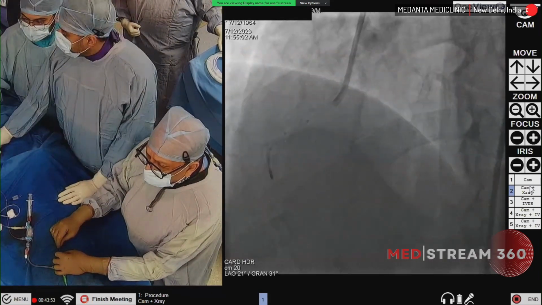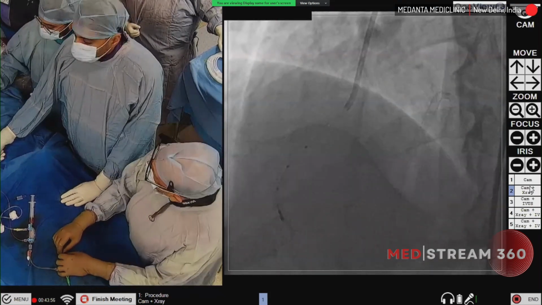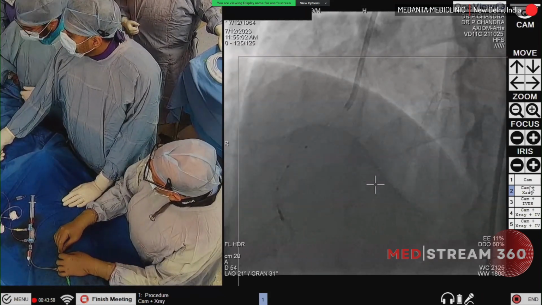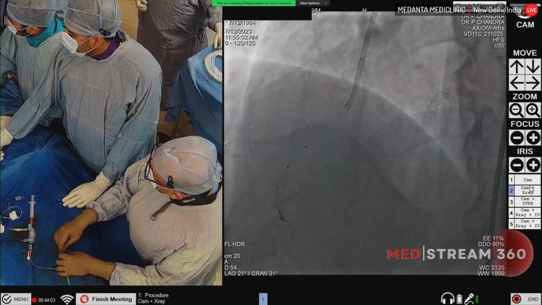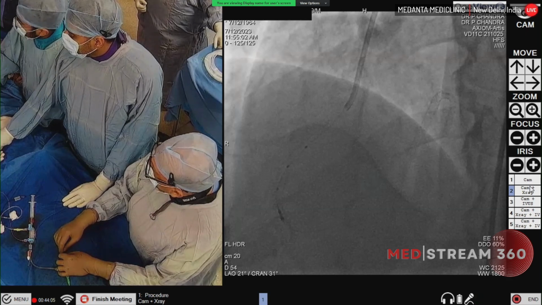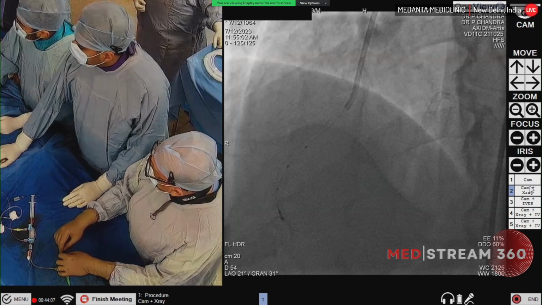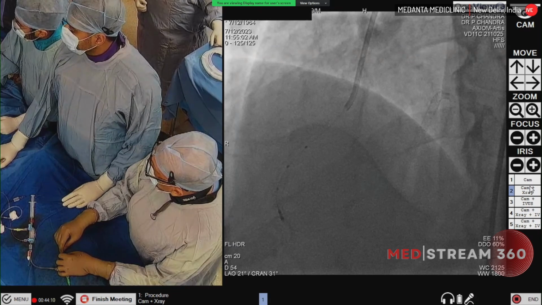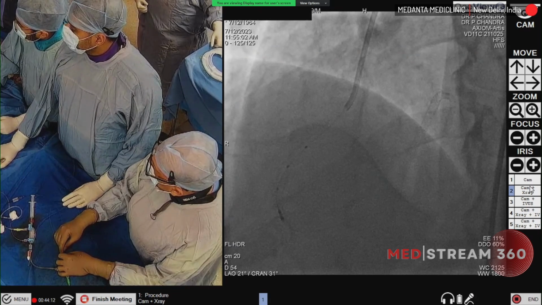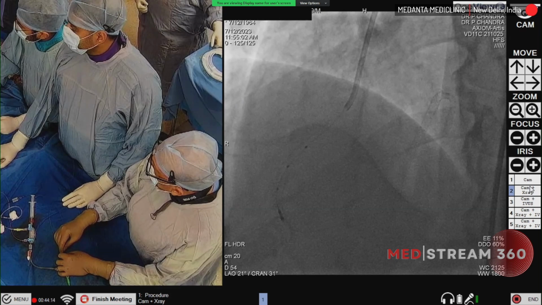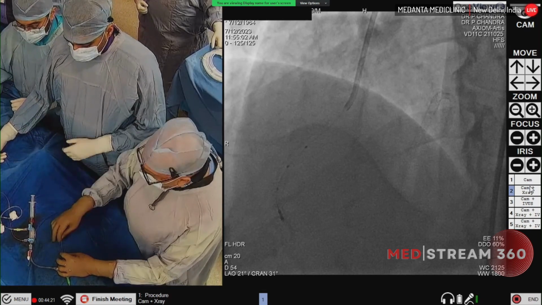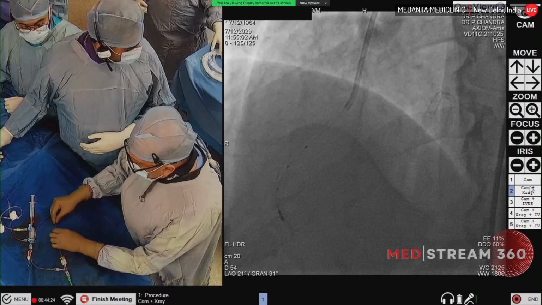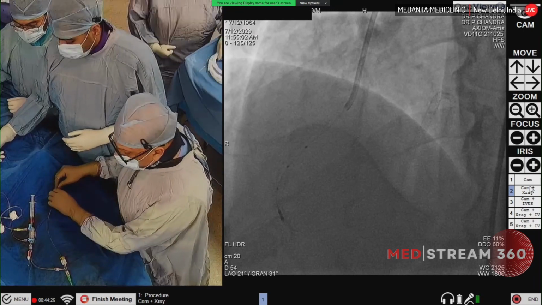Okay. So pull back now. Now it is a very well expanded stent. You can see full apposition, good MSAs, and proximally also it looks excellent. So no dissections pre and post, both at the distal and the proximal edges. So we are done.